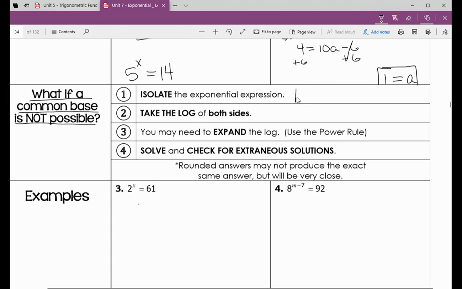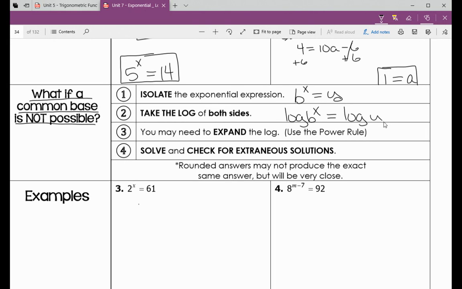So what we want is b to the x equals y. We want to isolate the exponential expression. So best case scenario, you want it to look like this. If it doesn't look like this, you're going to have to make it look like this. All right. Then what we're going to do is take the logarithm of both sides. So we're going to write log base b of b to the x equals log of y.